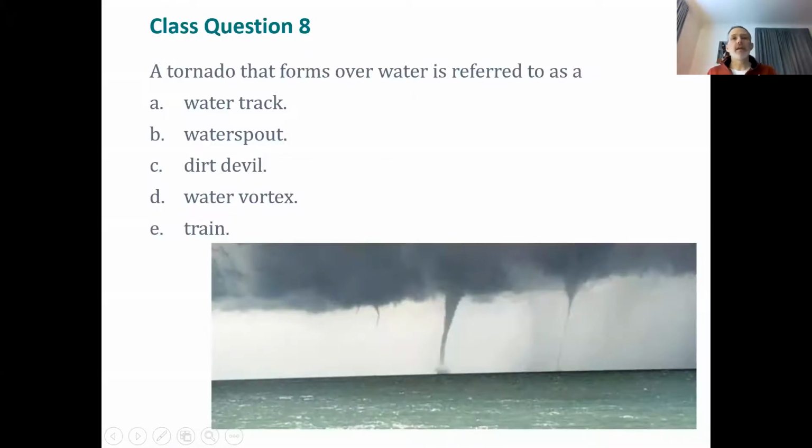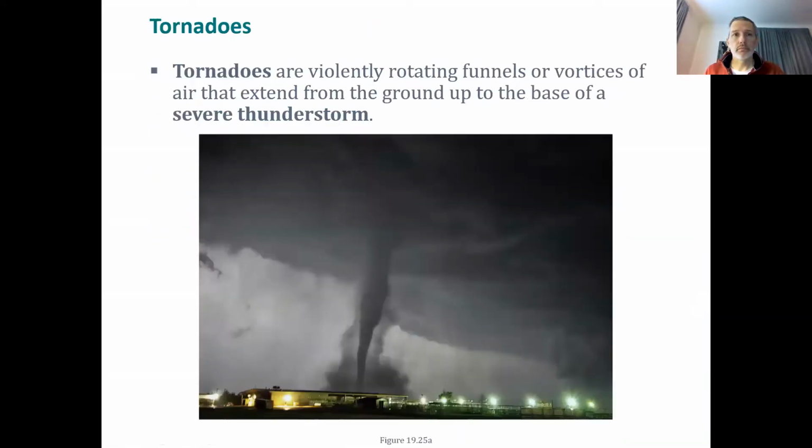So these severe storms can, in fact, trigger things like tornadoes. When we start looking at tornadoes, there are some tornadoes that occur over water. These are known as water spouts, and here we can see one of these water spouts here and here. Not all of them are these peaceful little small tornadoes or water spouts, but they can be violently rotating funnels or vortices of air that extend from the ground up to the base of a severe thunderstorm. In order for it to be a tornado, it needs to actually have touched down. Otherwise, it would just be called a funnel cloud.